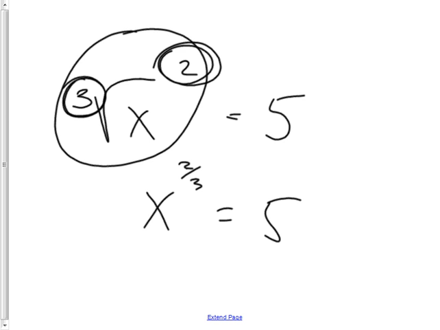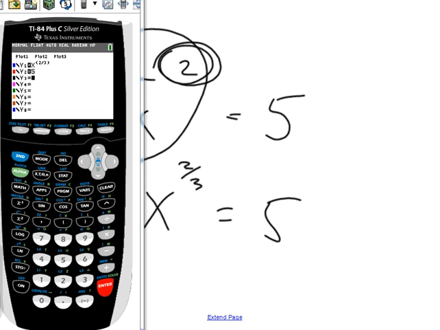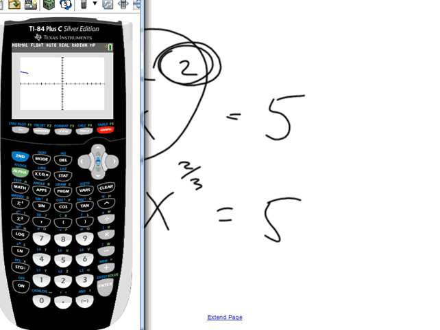I'll pause for a second. Let me try that. Okay, so here I've got my 2 equations, x to the 2/3 and 5. But when I graph them, I may not be able to see it because it might go off my window. It all depends on what your window is. If you can't see where the 2 lines cross, you better zoom out or go to your window and make x and y get bigger.